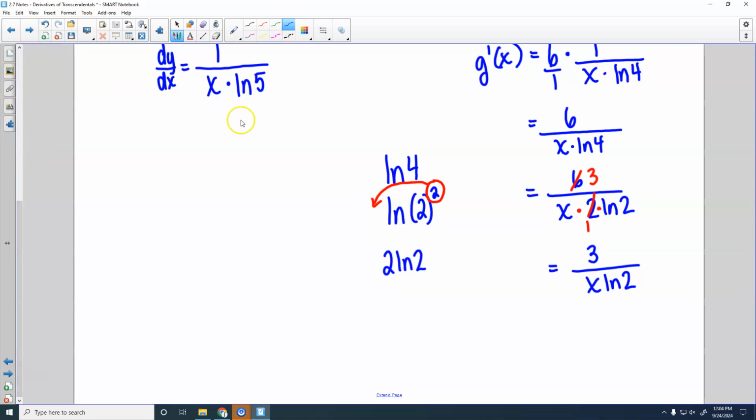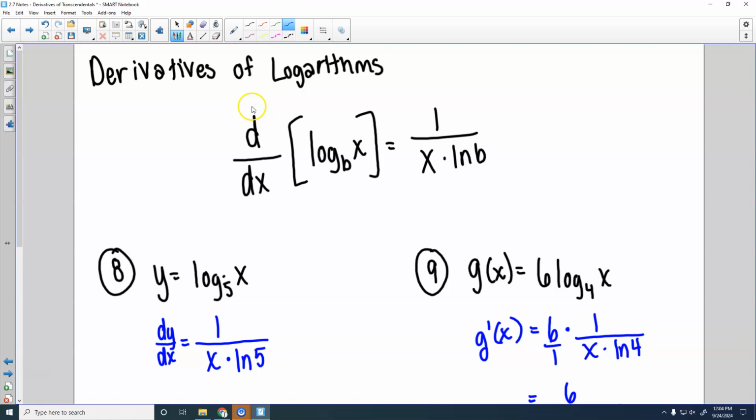Now, these are for logs with bases that are not e. We really don't see these very much either. The one that we see most of the time is the derivative of the natural log of x. And so you might remember that the natural log of x really could be written this way, log base e of x.